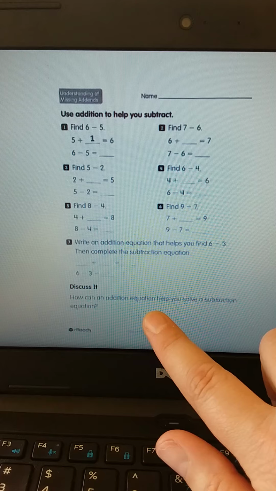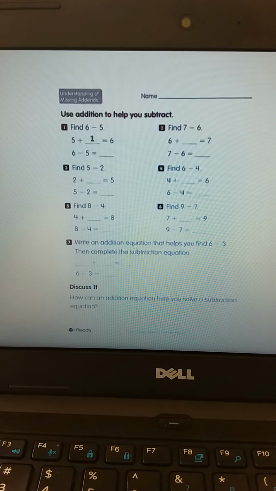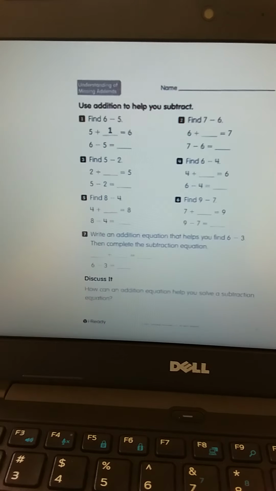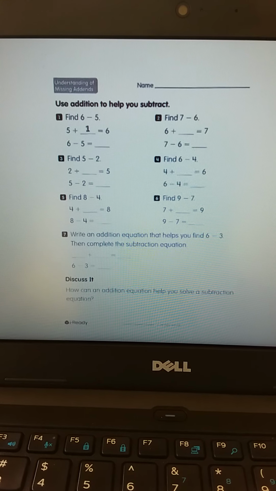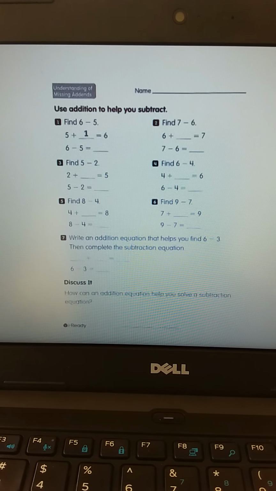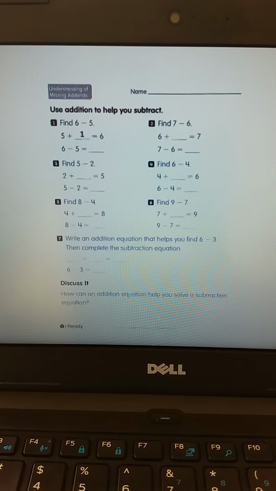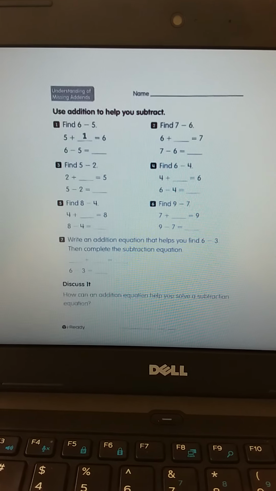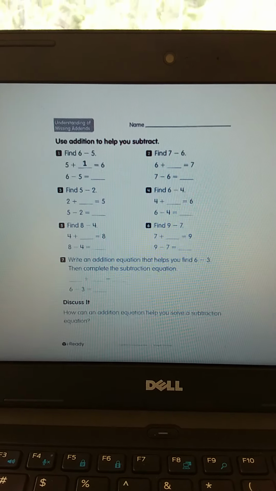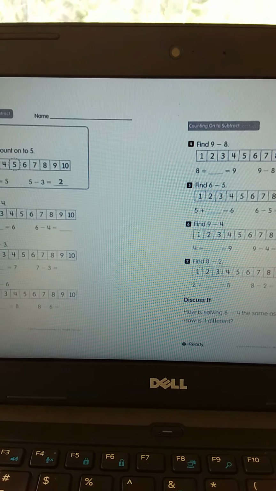It says, how can an addition equation help you solve a subtraction equation? Okay, well, it helps you because if you know how to add, then automatically you can subtract because you're using those same parts and the same whole. Okay, so we're going to go ahead and skip on into the next lesson.